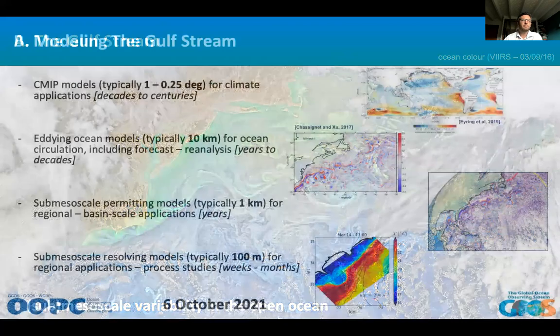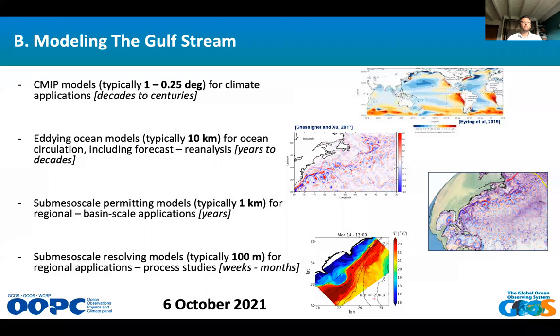So there are, very schematically, different types of models that can be used to model the Gulf Stream. It starts from the oceanic components of climate models, typically the CMIP models, which are used in the context of IPCC reports. These are models with typical resolutions of tens of kilometers, so usually unable to resolve the mesoscale eddies.